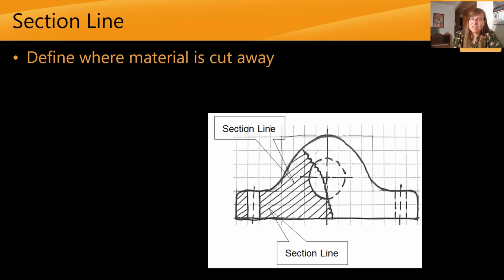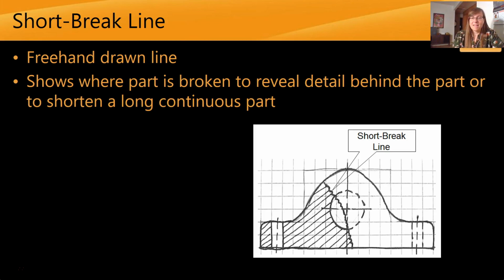We can also use section lines. Imagine we've got this part here and we saw away a part of it to see what it might look like on the inside. Section lines are those diagonal crosshatched lines that represent that we've cut away part of the material and now we're looking at the inside of it. A short break line is that jagged freehand line we have there that represents the edge where we first cut into our object in order to show that detail.